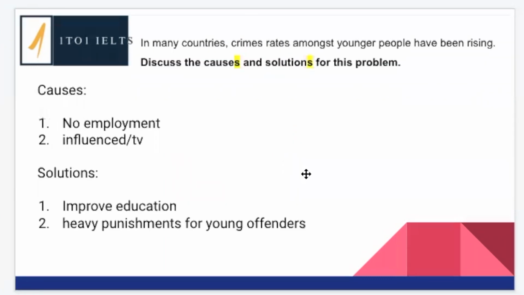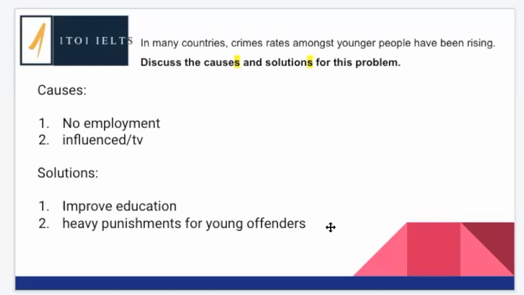In a previous lesson, we came up with a couple of causes and a couple of solutions for this essay. We said the reasons that crime rates amongst young people are rising are there is no employment and young people are influenced by TV. And our solutions to this problem, well, we should improve education. There should be heavy punishments for young offenders. So all we have to do in this essay is summarize our ideas. We don't have an opinion in a cause and solution essay. So we've got 2 causes we're going to have to summarize and 2 solutions.